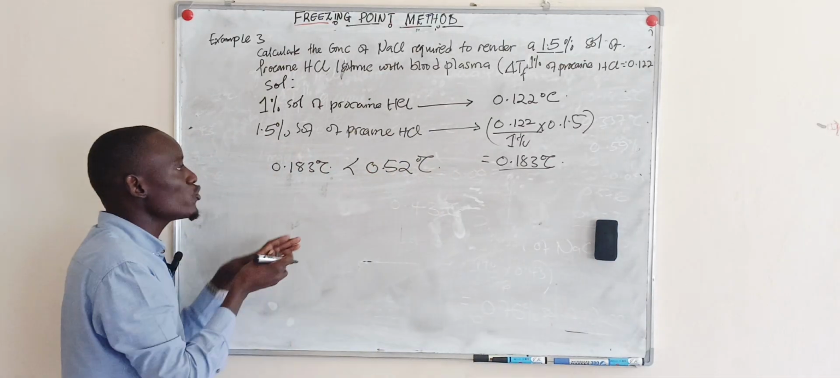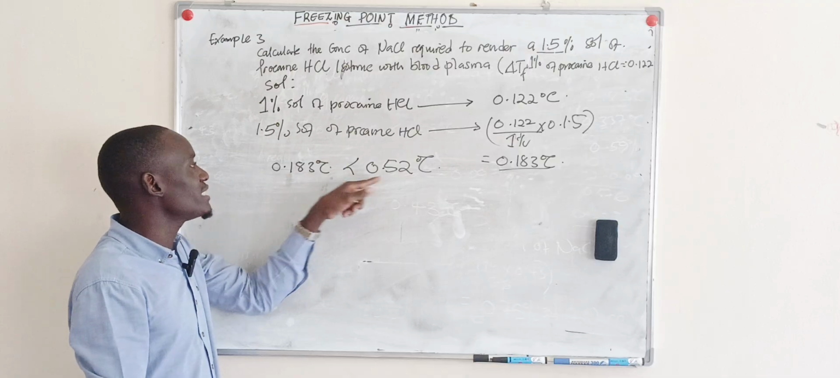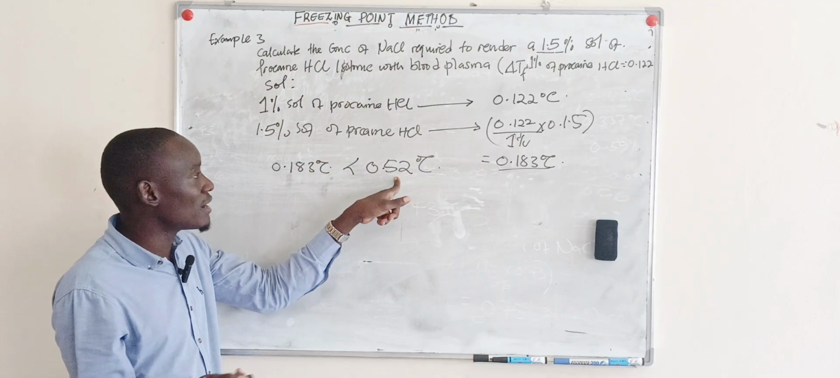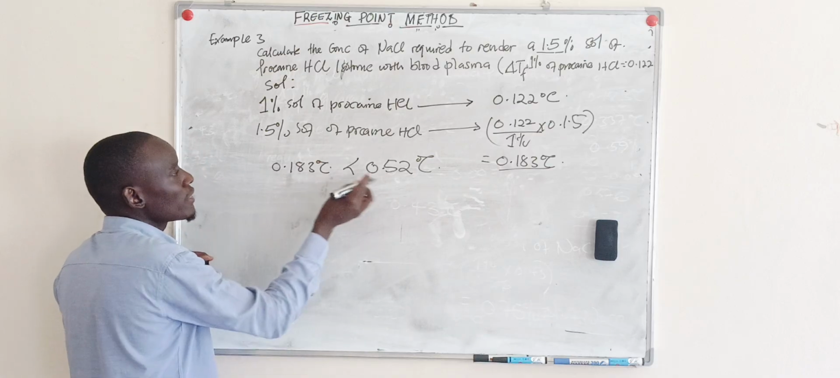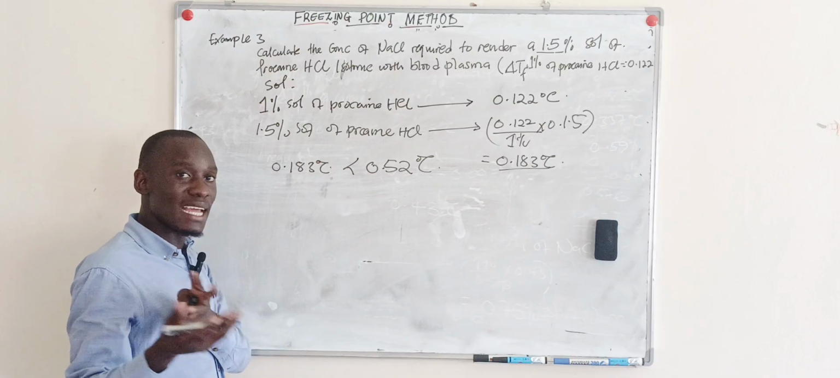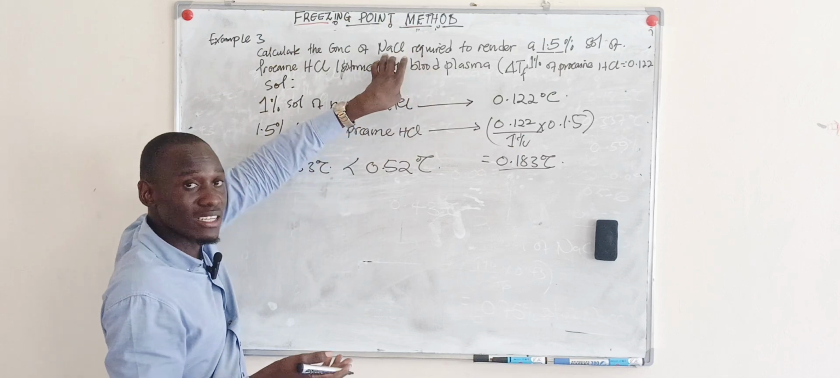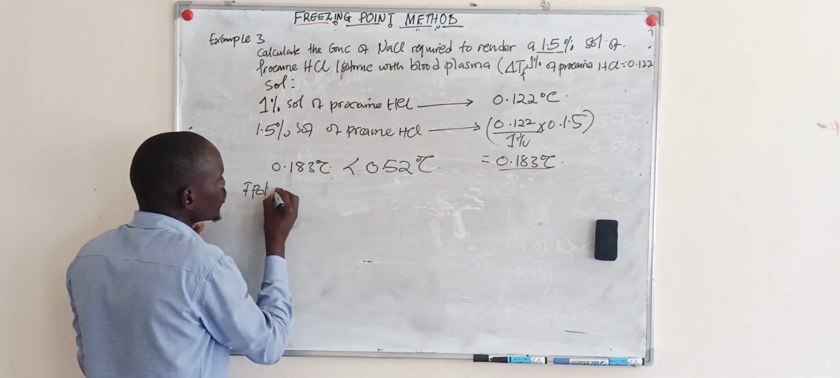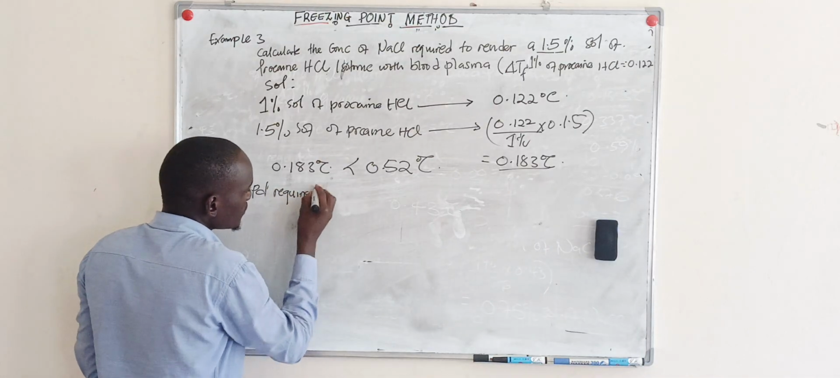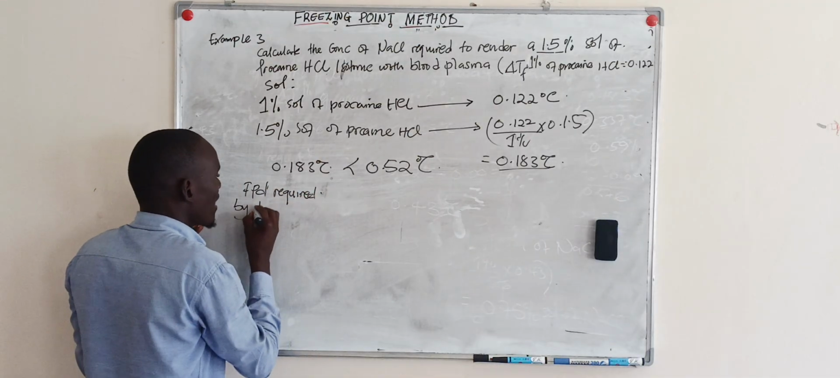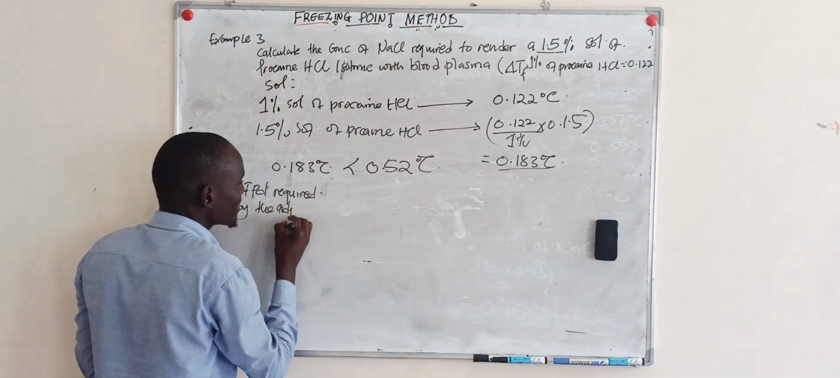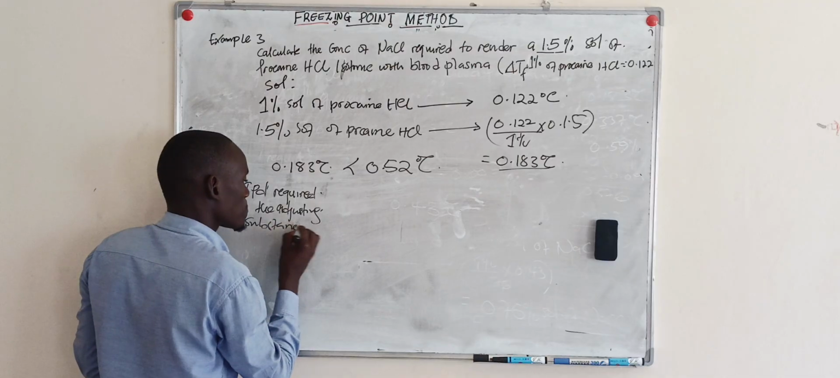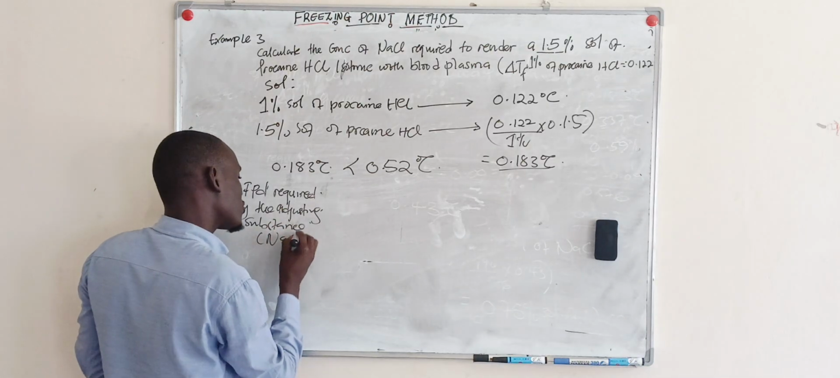And when we compare the two, we realize that this freezing point is far less compared to the freezing point depression of blood plasma. Therefore, the remainder will be the freezing point depression of the adjusting substance, which in this case is still sodium chloride. So we shall say freezing point depression required by the adjusting substance, which in this case is sodium chloride.